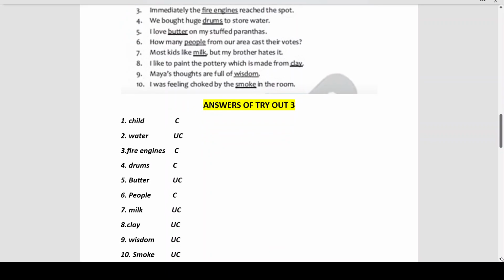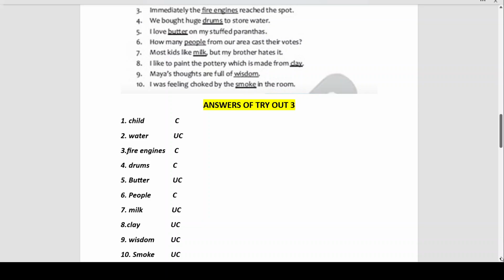Number 4, we bought huge drums to store water. The number of drums can be counted, so countable noun. Number 5, I love butter on my stuffed parathas. Now, butter, you cannot count how much butter there is. You can just weigh butter in grams. So, butter is an uncountable noun.